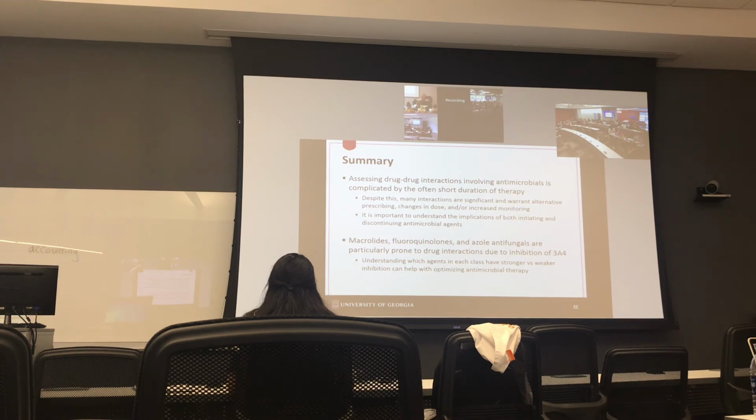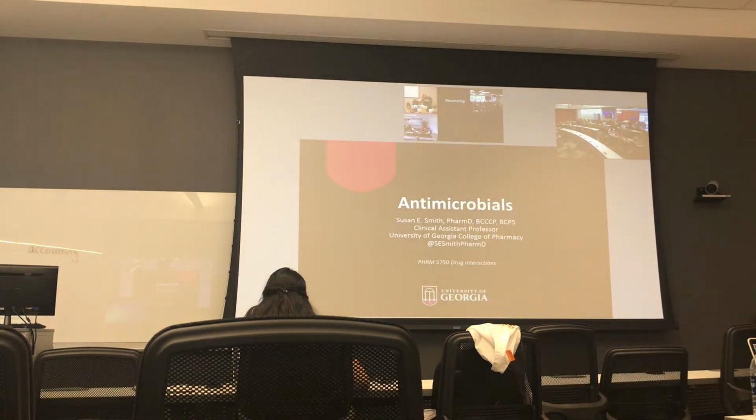Our macrolides, fluoroquinolones, and azoles all inhibit 3A4, so these are particularly prone to drug interactions. Some of the other classes of antibiotics have different interactions through different mechanisms that aren't quite as common. So that was a lot of material. That's all of the material for today. Are there any questions right now?